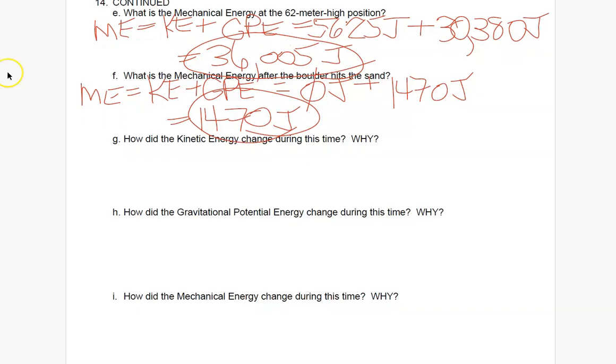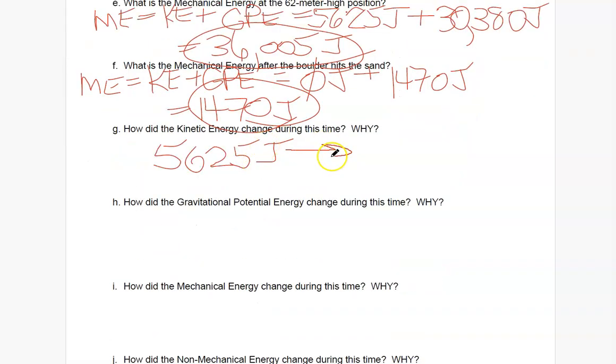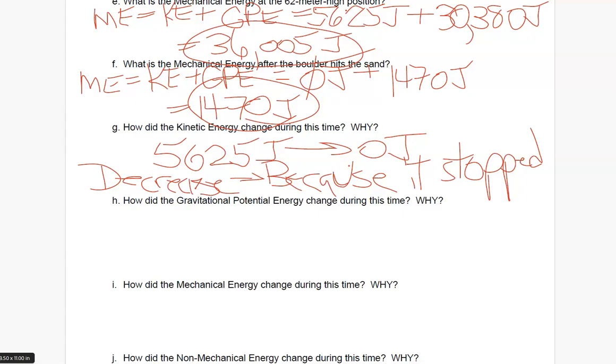Now, part G says, how did the kinetic energy change during this time? It changed a great deal. If we look at the value, we know the kinetic energy was previously 5,625 joules, and then after stopping, that's 0 joules. And why did it decrease? Because it stopped. In fact, during the fall itself, the boulder was gaining kinetic energy because it was gaining speed, but when it suddenly stopped at the end, it loses all speed, so it loses all kinetic energy.